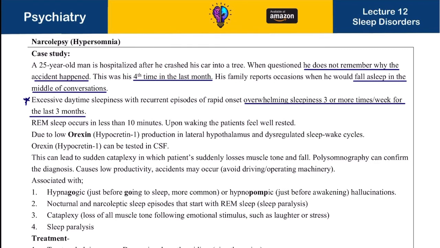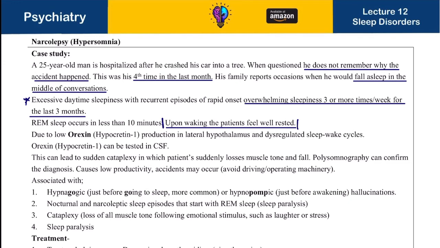And instead of the normal 90 minutes it takes for you to go into the REM state, these patients will enter into REM state within 10 minutes. And this fact is also very important. This needs to be identified in a case. Upon waking, the patient feels well rested.